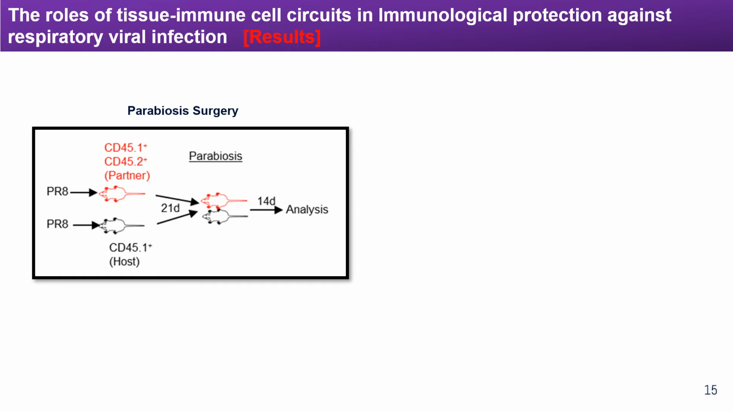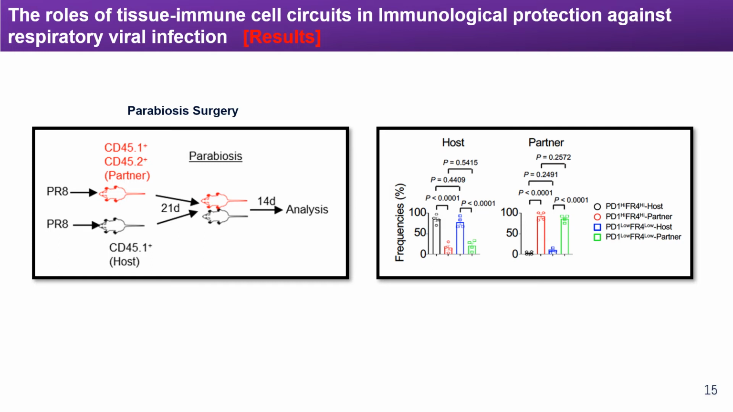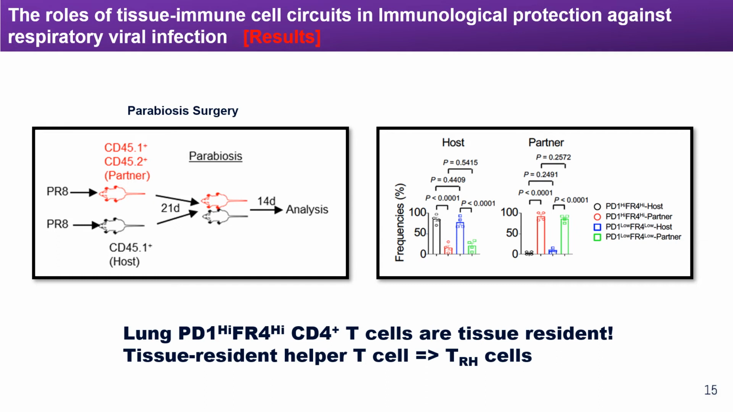An additional 14 days later, the PD-1 high FR4 high population was measured based on the CD45.1 single positive host mice. Most PD-1 high FR4 high cells were CD45.1 single positive, but there was a very small number of CD45.1/2 double positive partner PD-1 high FR4 high cells, I mean the red bar. A similar pattern was shown in the partner mice as well. So I believe the lung PD-1 high FR4 high CD4 T cells are truly tissue resident.